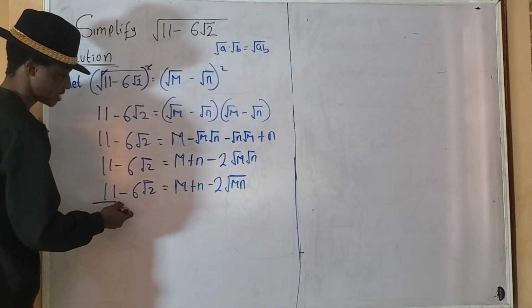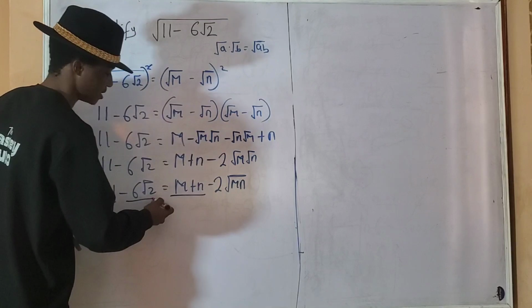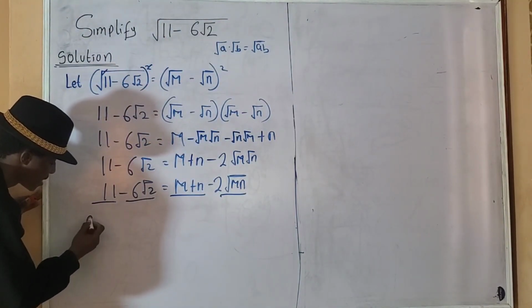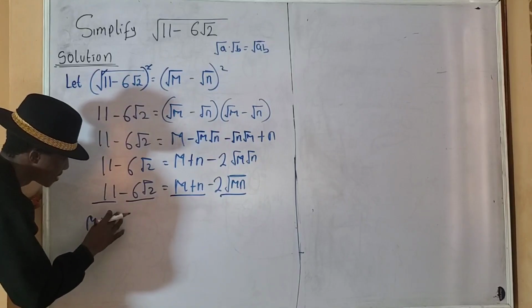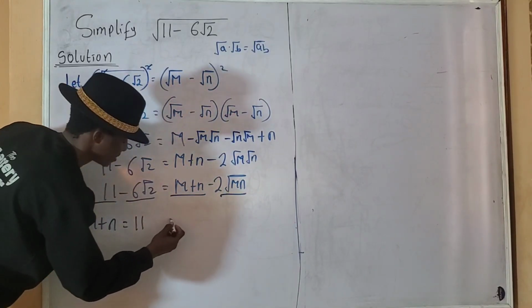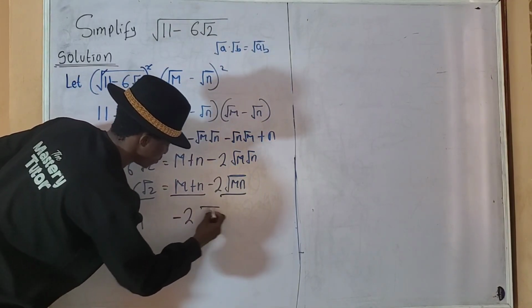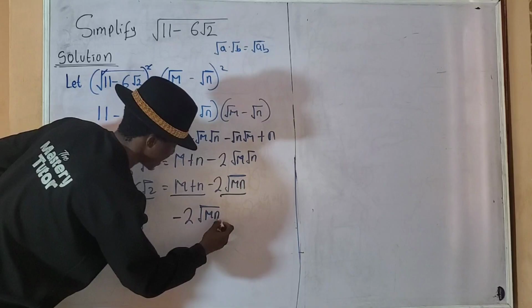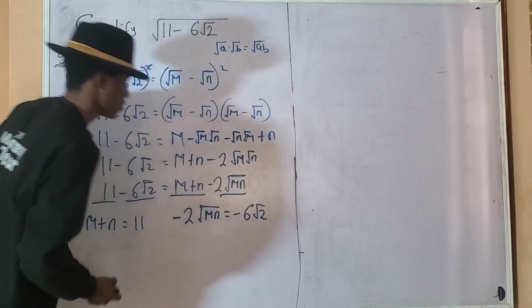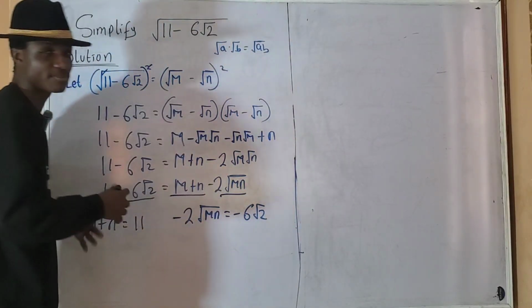You can see that I can equate this to this because this is what doesn't have square root attached, and this to this. So I'm going to have m plus n equals 11, and then negative 2 root m times n equals negative 6 root 2. Do you understand? Okay. Now, let us simplify this further by dividing both sides by negative 2.